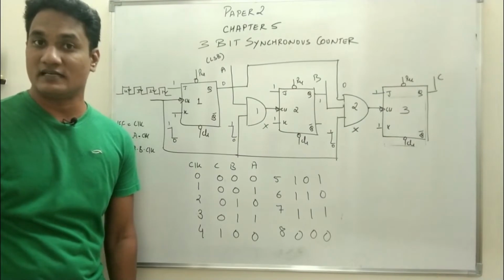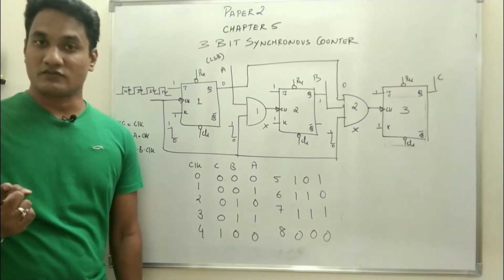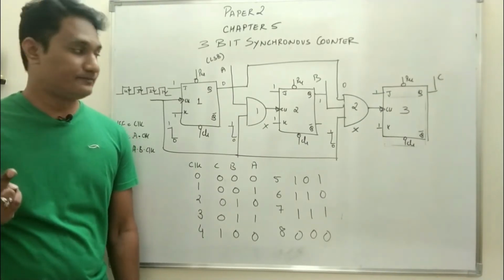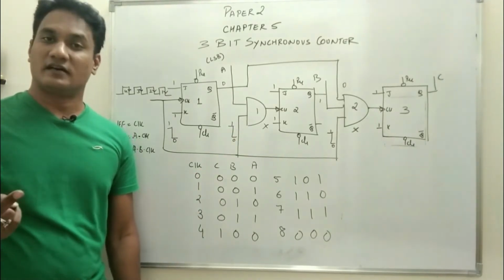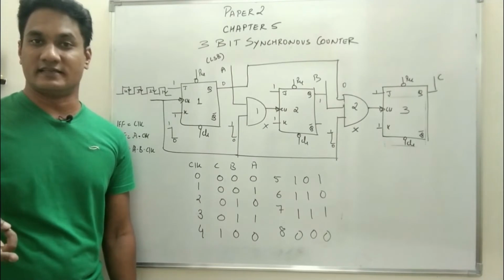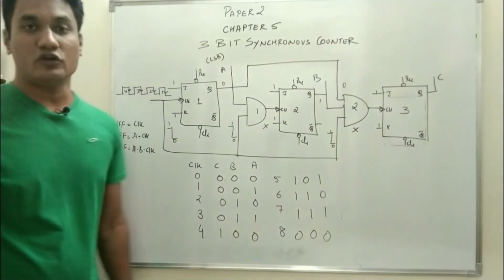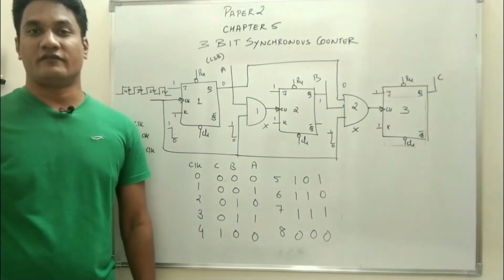Again, the disadvantage is the circuit becomes complicated. Second, more number of hardware are required. And third, therefore, the cost increases. So this is all about counters. I hope you have understood.